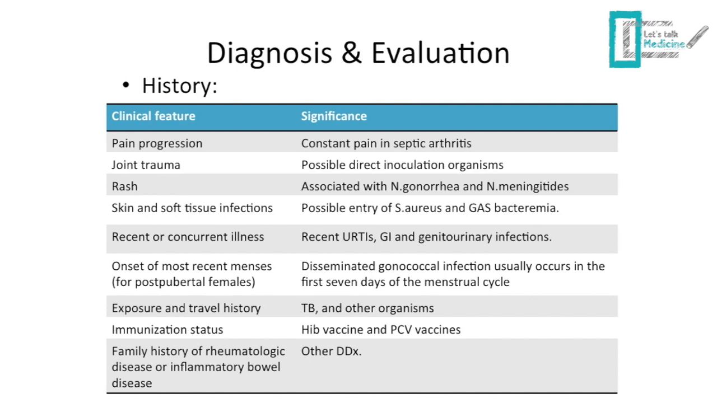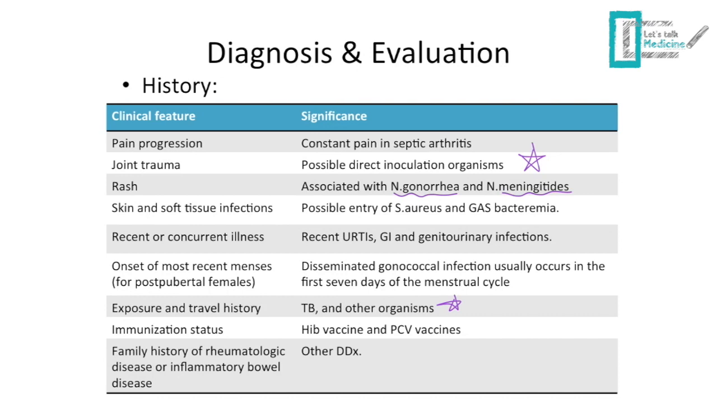You should also ask about a history of joint trauma, because this can indicate direct inoculation, which can mean polymicrobial septic arthritis or atypical septic arthritis like Pasteurella or brucellosis. We will also ask about travel history and ingestion of raw milk, because they can indicate TB and brucella. Some rashes are very characteristic of some organisms like Neisseria gonorrhoeae and Neisseria meningitidis, and I have pictures to show you after that.